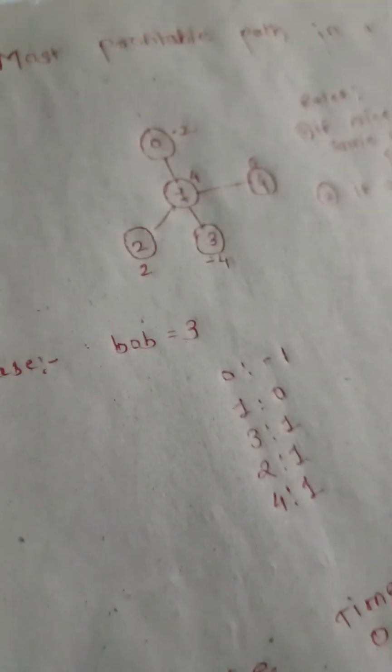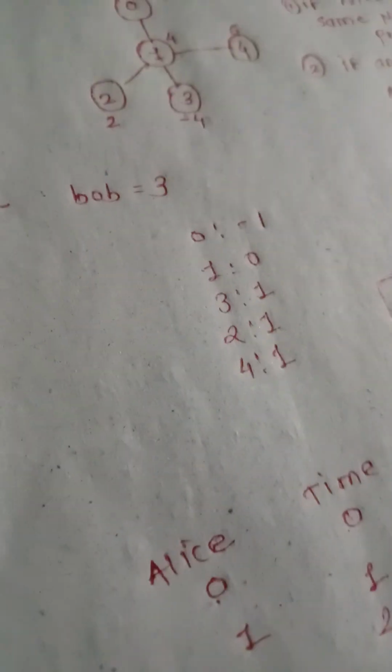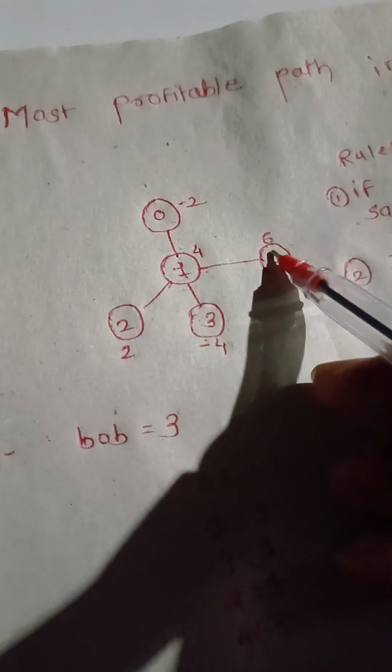If Alice goes to 2 at time equal to 2, she gets a profit of 2. If Alice goes to node 3, which has already been visited before Alice, she gets a profit of 0 at time equal to 2. Or she can go to node 4 at time equal to 2 with a cost of 6, and Bob hasn't gone to node 4. Since I have choices, I take the max of these 3, so 6 is the maximum. 6 plus 2 minus 2 is 6. So the output for this case will be 6. This is how you can solve it.